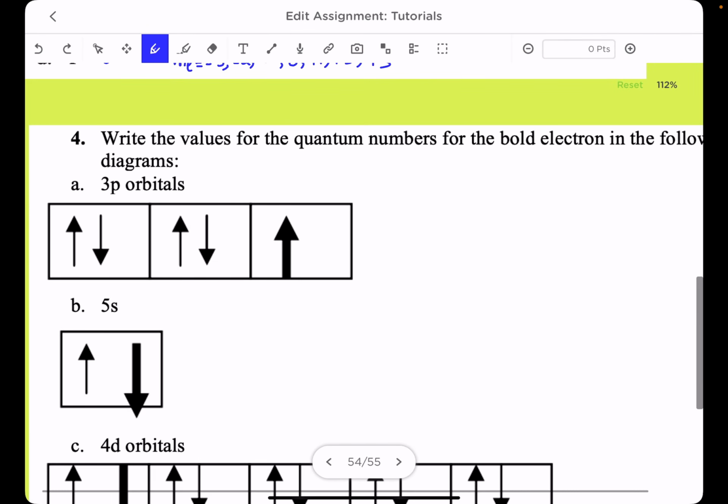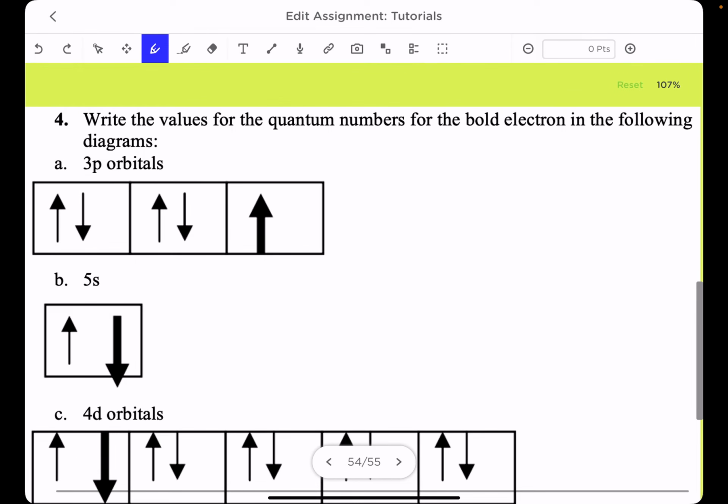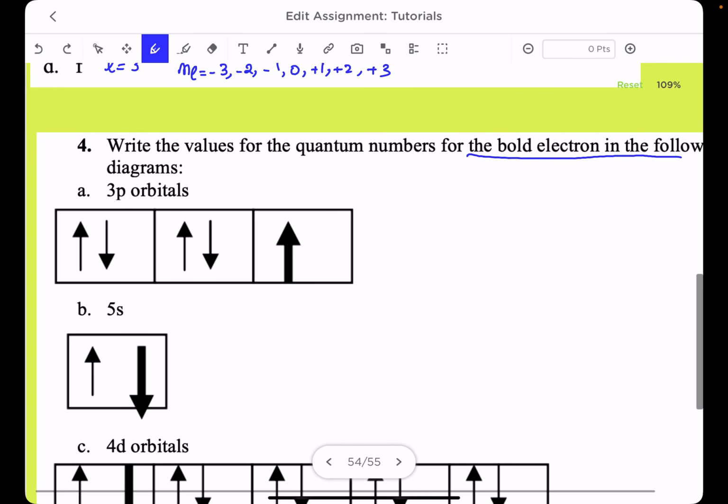Now, the last question in this video tutorial: write the values for the quantum numbers for the bold electrons in the following diagrams. So let's look at every diagram, and they want us to write the values of the quantum numbers, meaning how much is N, how much is L, how much is ML, and how much is MS, only for the electron given in bold, which is this one.